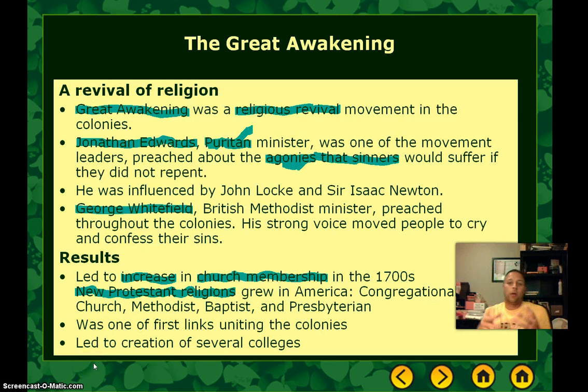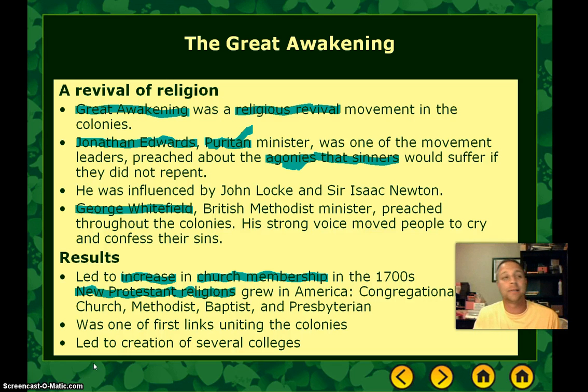So this Great Awakening was a religious revival throughout the colonies, and two main leaders were Jonathan Edwards, who was a Puritan minister. He was your classic hellfire and brimstone preacher that kind of scared people back to church, telling them all the horrible things that would happen to them in hell if they didn't repent their sins and return to the church. On the other hand, you had George Whitefield, who was a Methodist minister who had a very powerful voice and really stirred the emotions of his audiences, of his congregations, and moved them back into the fold, so to speak.